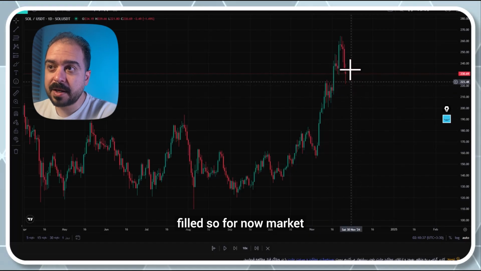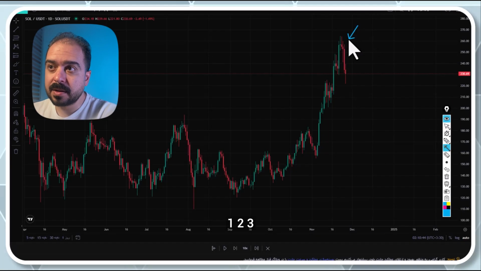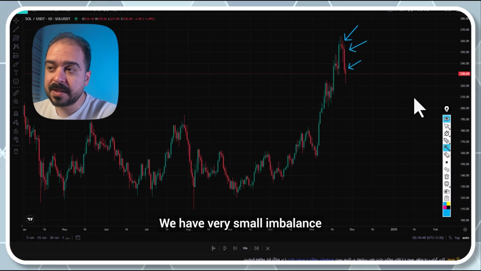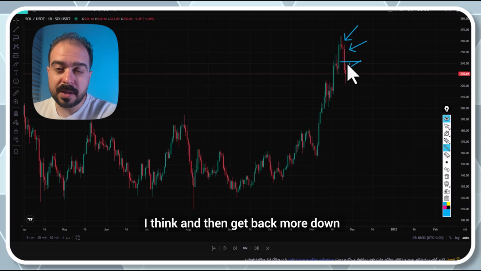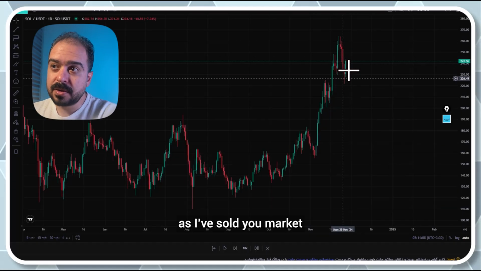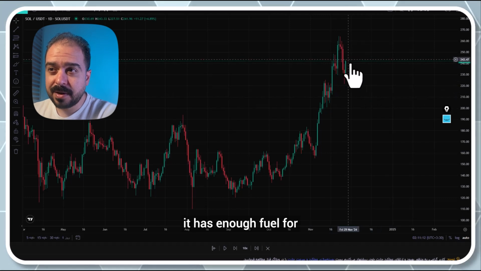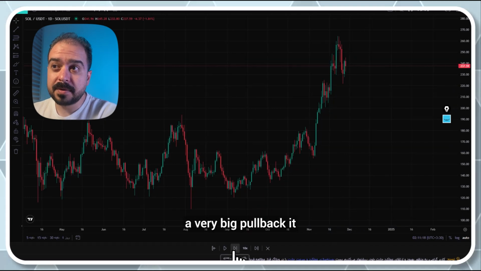For now, market has a very small imbalance between these 3 candles, 1, 2, 3. We have a very small imbalance here and market will get back to this point, I think, and then get back more down. Let's see. As I've told you, market did this pullback to this place and then I think it has enough fuel for coming down. Not a very big pullback.